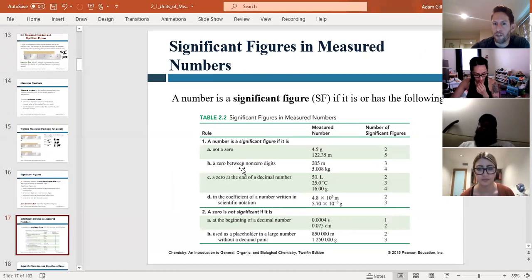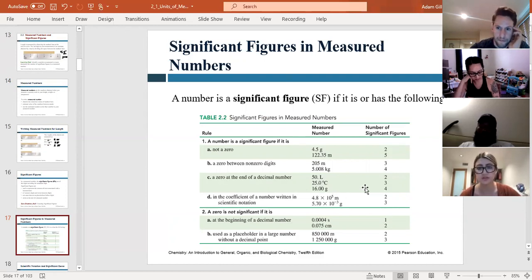Now, if you have a zero between actual numbers, that zero counts as a sig fig. So 205 has 3 sig figs. 5.008 would have 4 sig figs because the zeros are sandwiched between whole numbers. Now, if you have a 0 at the end of a decimal, it's significant, right? So 50 with a decimal is 2 sig figs. 25.0 is 3 sig figs. 16.00 is 4 sig figs. So if there's a decimal, the zeros are important.